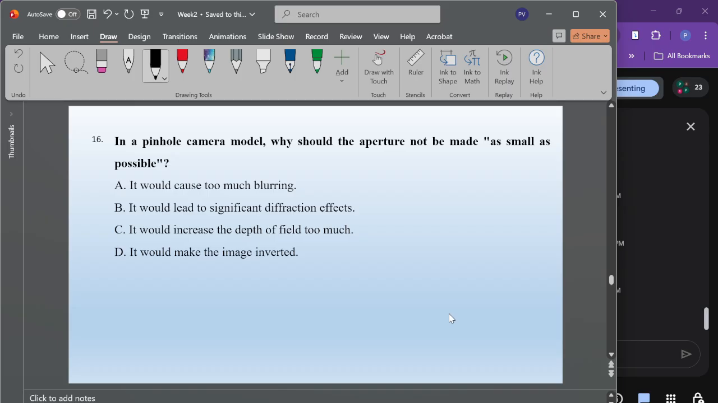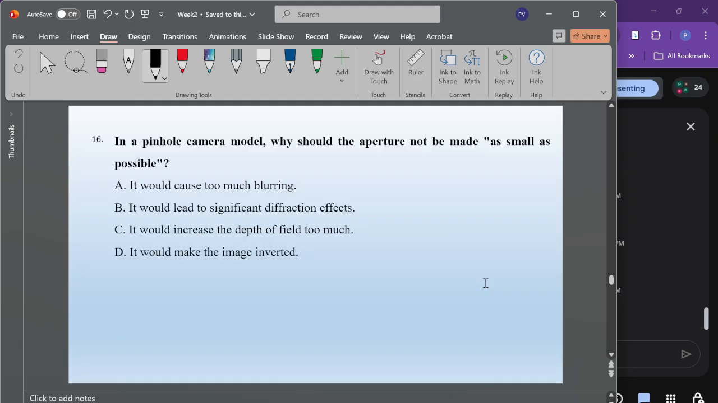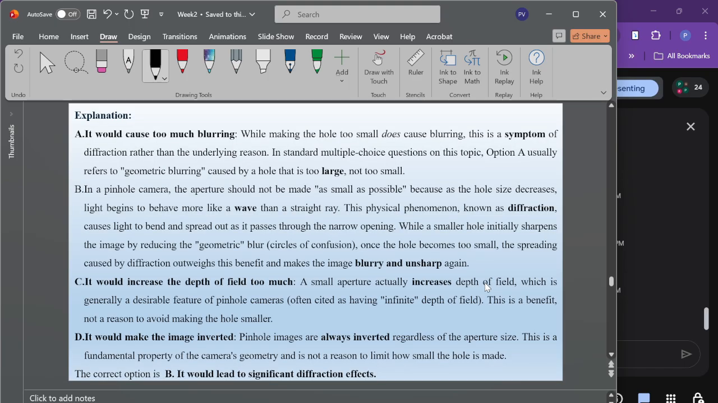Okay, so let's see the solution here. Option A says it would cause too much blurring. While making the hole too small does cause blurring, this is a symptom of diffraction rather than the underlying reason. In the standard multiple-choice question, option A usually refers to geometric blurring, that is caused by a hole that is too large, not too small.